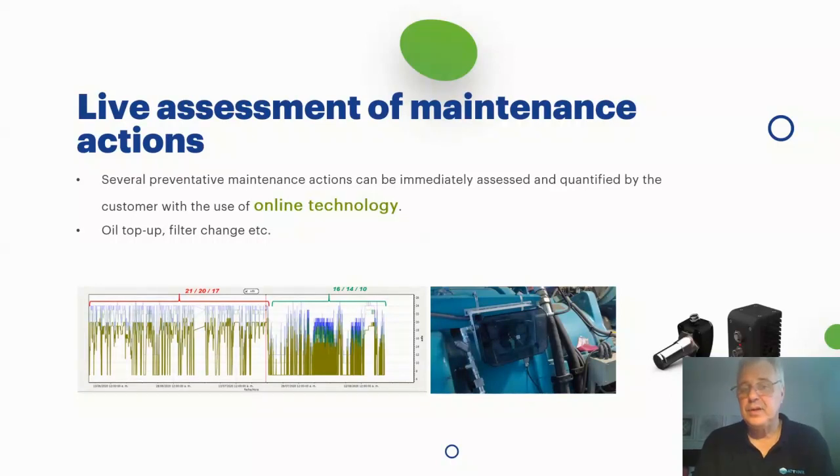To finish, we will be discussing some examples of life assessment of maintenance actions. In this slide, we are able to see with online monitoring technology when preventive maintenance actions were taken, actions such as oil top-ups and filter changes. This is useful at first to know if and when maintenance actions have been taken and if they were able to achieve their goals.